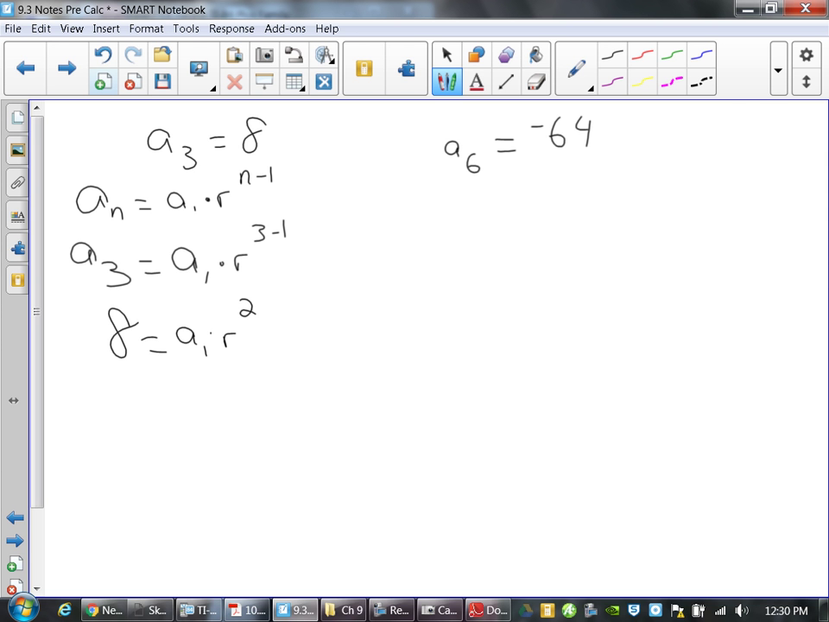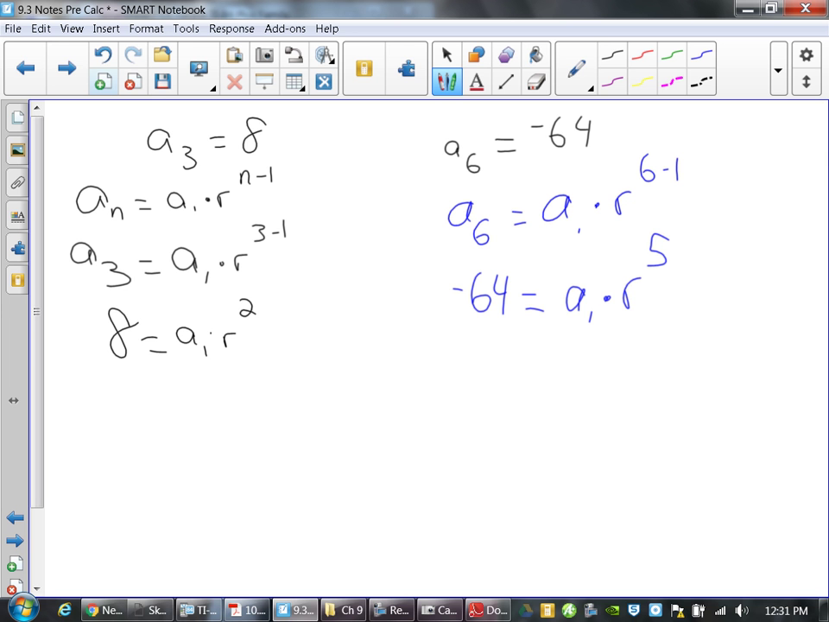Okay, so I know that happens. No, but I do the same thing on the other side. I know that the nth rule, so that the 6th term is going to be the 1st term times r to the 6 minus 1. I know that the 6th term is negative 64, which is my 1st term times my rate to the 5th power.